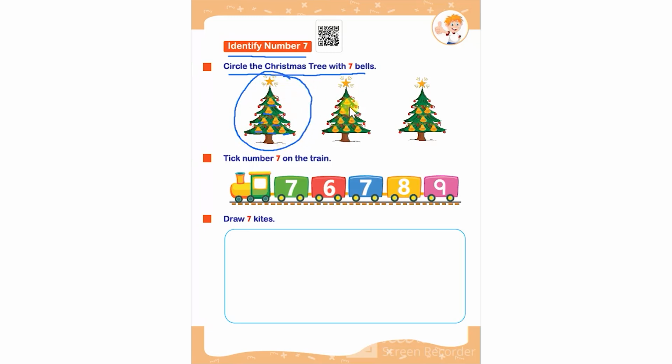After that there are 1, 2, 3, 4, 5, 6, 7, 8. So they don't have to circle this. So they have to just encircle the first Christmas tree. After that, tick number 7 on the train. So the child has to put a tick mark on number 7 on the train. Draw 7 kites. So here the child has to draw 7 kites like this.